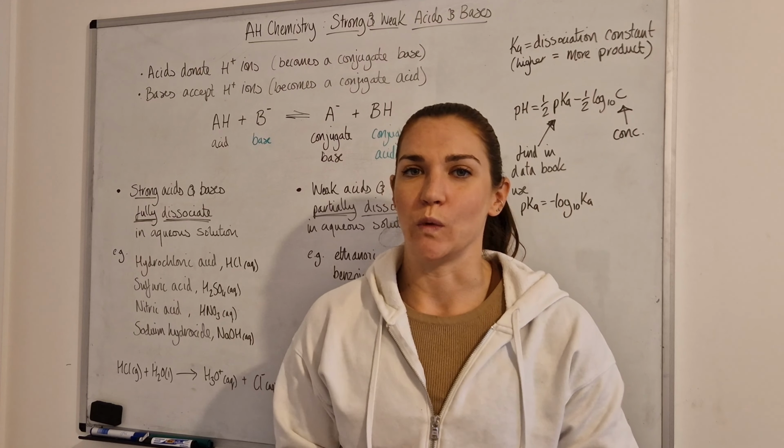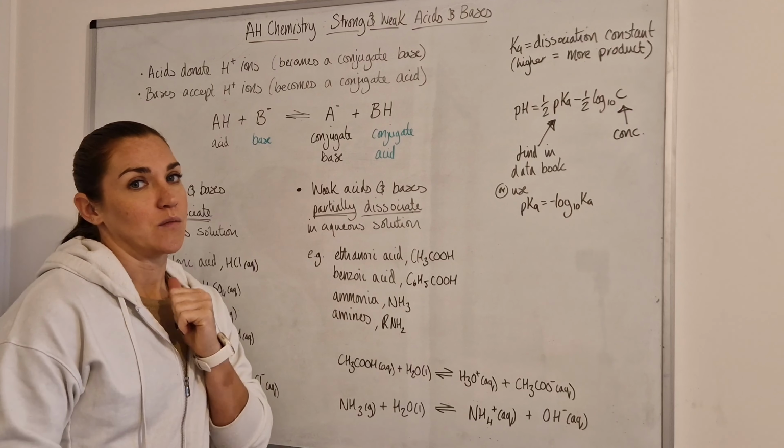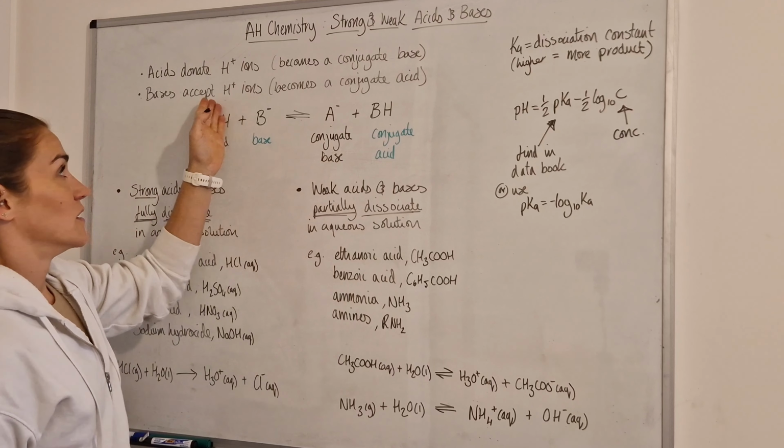You also get Lewis acids and bases, but they are not in the Advanced Higher Chemistry course anymore. They used to be, so you might see them if you're doing old past papers, but they're not in it anymore. So as far as you're concerned, the only definition of an acid and base you need to know are the Bronsted-Lowry ones. So as far as the Bronsted-Lowry definition is concerned, acids will donate protons or hydrogen ions and bases will accept protons or hydrogen ions.